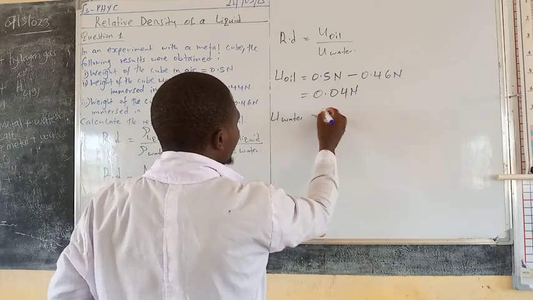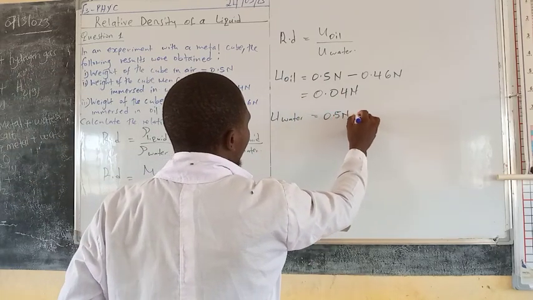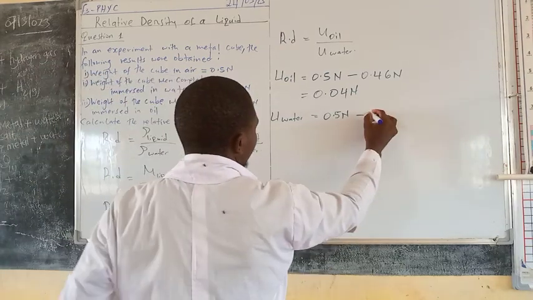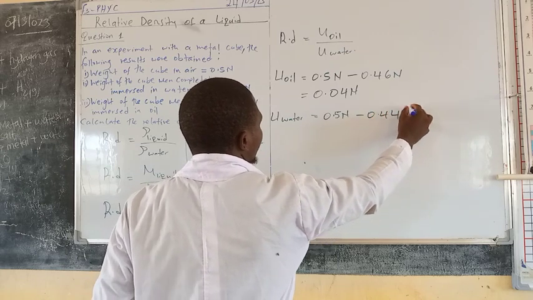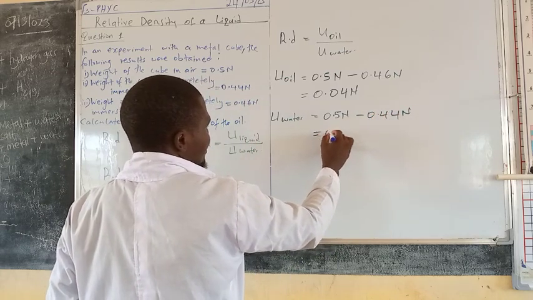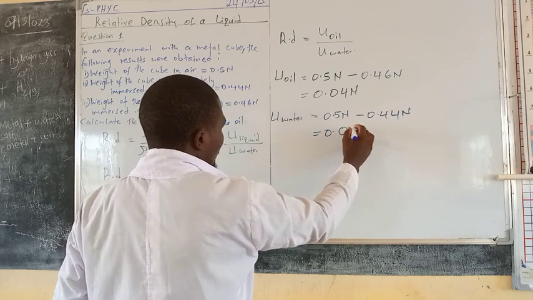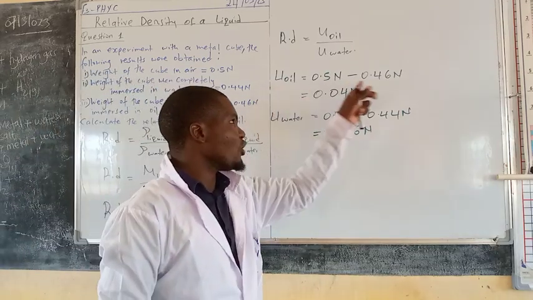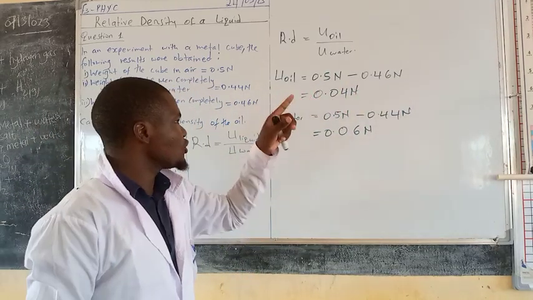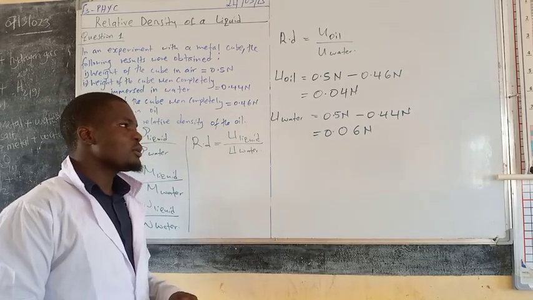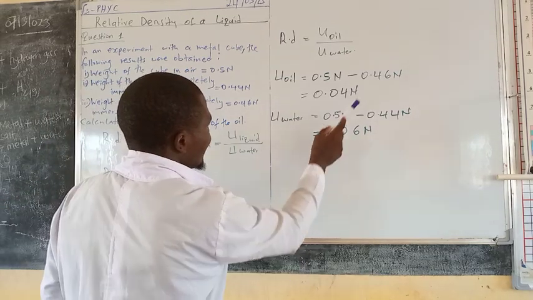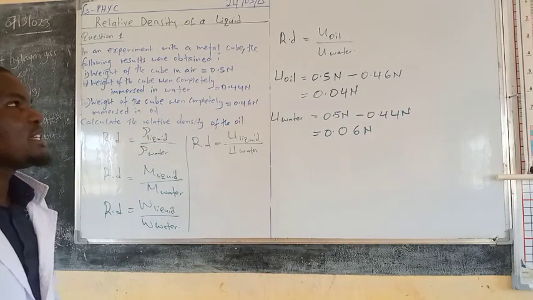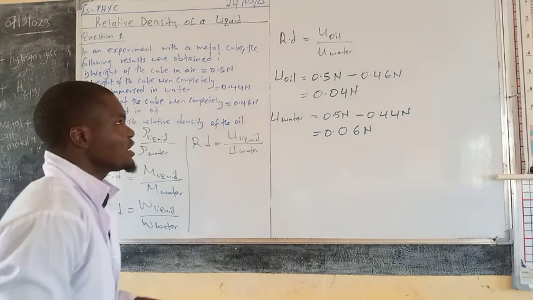So weight of the cube in air is 0.5 Newton minus the apparent weight. Its weight when immersed in water is 0.44 Newton. So this gives us 0.06 Newton. So we have our upthrust in oil as 0.04 and also upthrust in water as 0.06. Now let us insert this in our formula, which is given by upthrust in oil divided by upthrust in water.